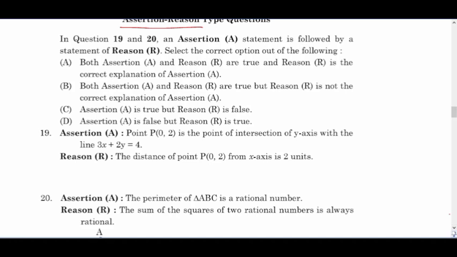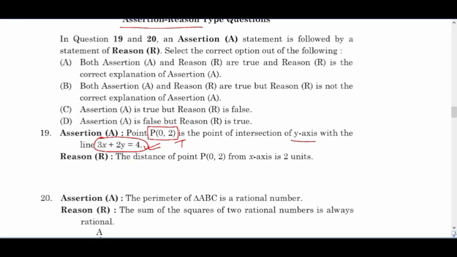The question says the point (0, 2) is the point of intersection of the y-axis with the line. Now, a line cuts the y-axis where we put x value 0, and when we put x value 0, the y value is 2. Yes, this is the point of intersection of this line and the y-axis. This fact is true.